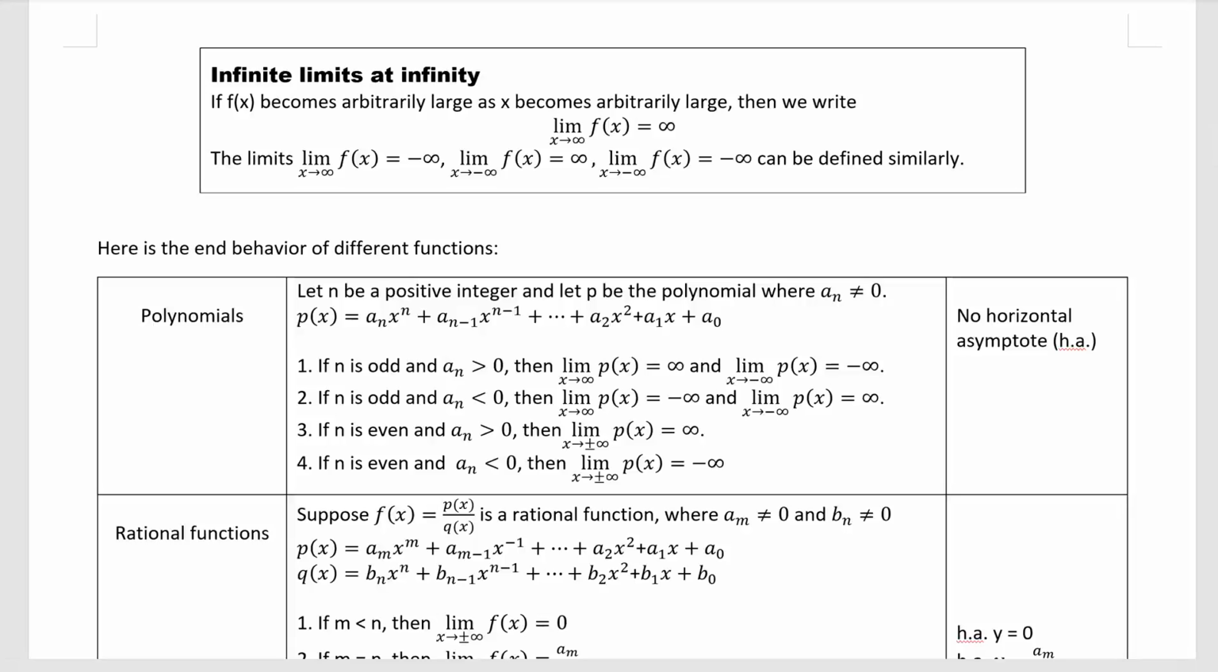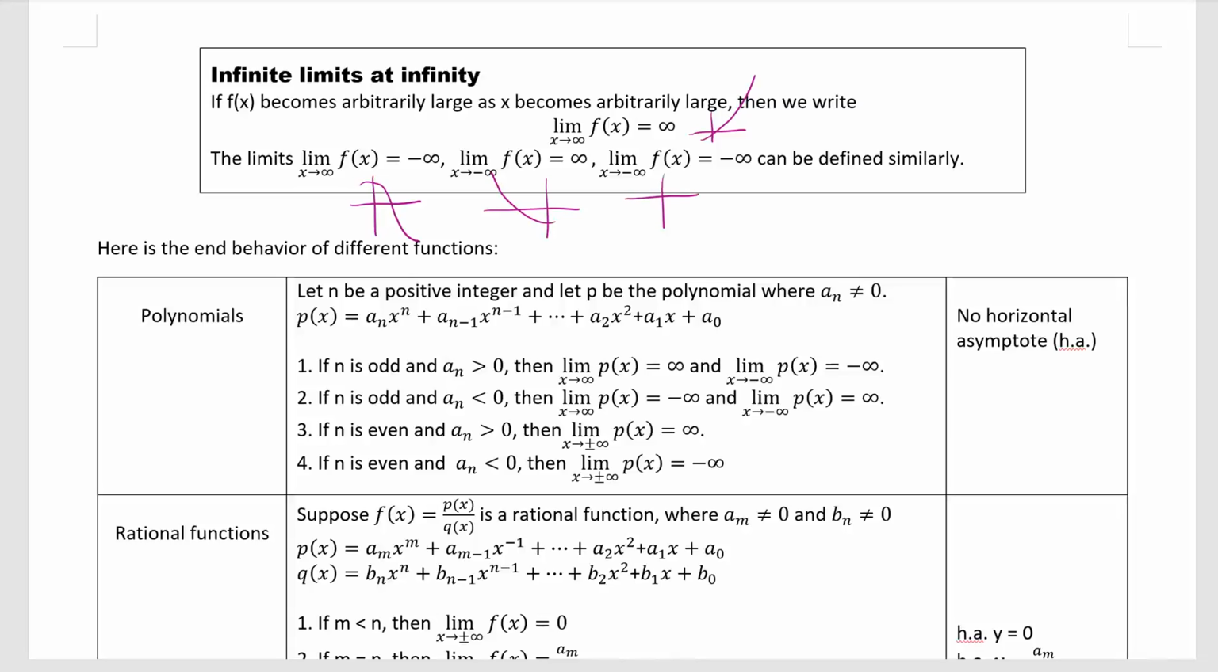Alright, so what's the picture of this guy? Well, you think about this picture is like this, right? When x goes to infinity, f of x also goes to infinity. Well, how about this picture? When x goes to infinity, f of x goes to minus infinity, so like that. And this picture, when x goes to minus infinity, f of x goes to infinity, so like this.